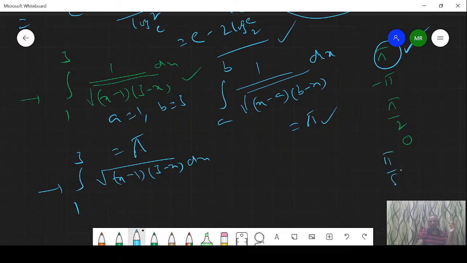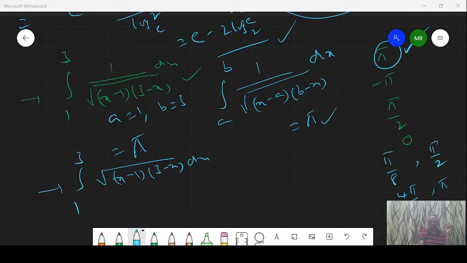The given answers are pi by 8, 4 pi by 3, pi by 2 and pi. These are the answers given for the integral 1 to 3, root of (x minus 1) into (3 minus x) dx. Can anyone think of the answer? Yeah, perfect Anurag. The answer is pi, the previous one.